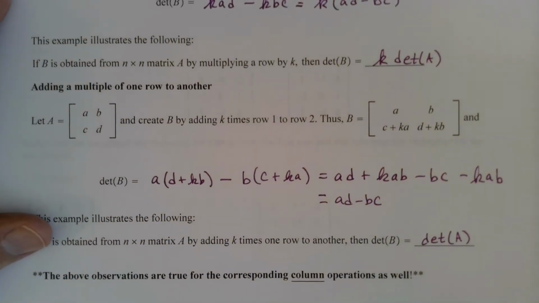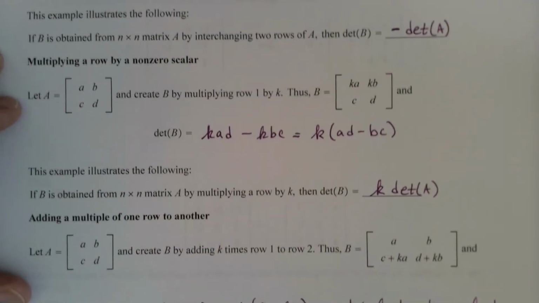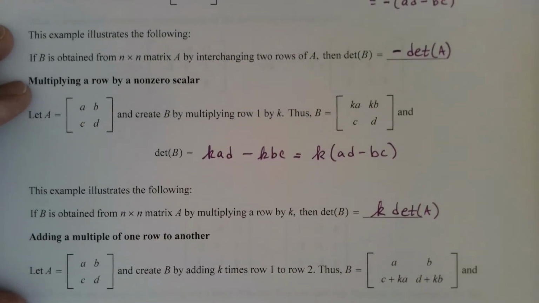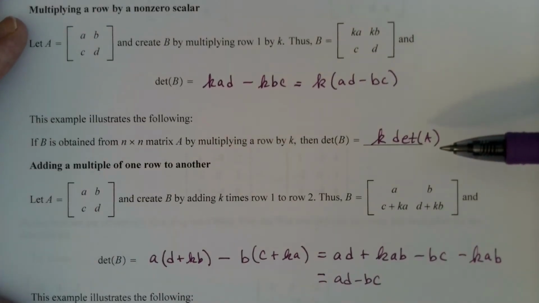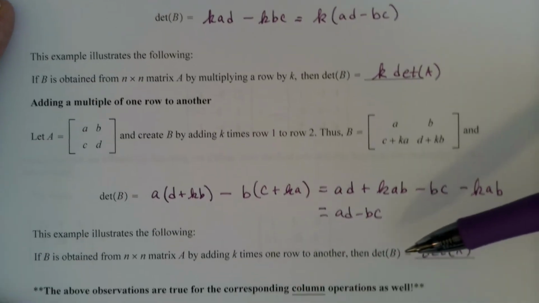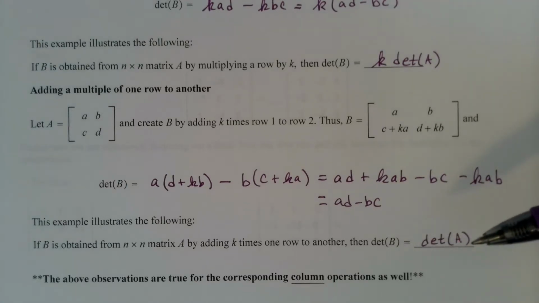So these are the 3 row operations and how they affect the determinant, right? Interchanging 2 rows essentially changes the sign of the determinant. Multiplying a row by K does what? K times the determinant. And then if I add a multiple of one row to another, the determinant is not affected. The determinant of the new matrix is the same as the original one.